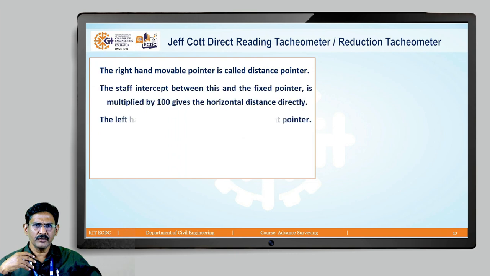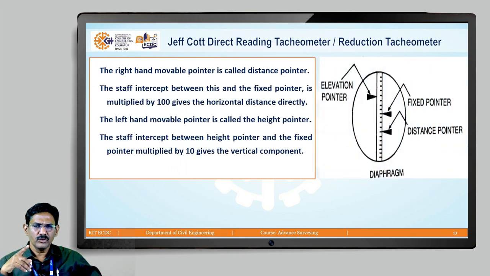The first one is Jeffcott's direct reading tachymeter. You can see in this tachymeter, what you see on the right hand side is the diaphragm. In the diaphragm, there are three vanes. One is the vane at the center, like in your stadia method, which is fixed. It is called a fixed pointer. And there are two other vanes, one called the elevation pointer and one called the distance pointer. Vanes in the sense, they are the crosshairs, you can say. They are special crosshairs in the diaphragm.